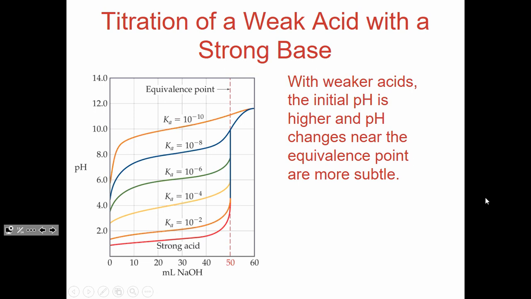So for the weaker acid, the initial pH is going to be higher, and the pH change near the equivalence point is going to be more subtle. So it gets a little bit trickier to see when you're at the equivalence point when you've got a very weak acid.